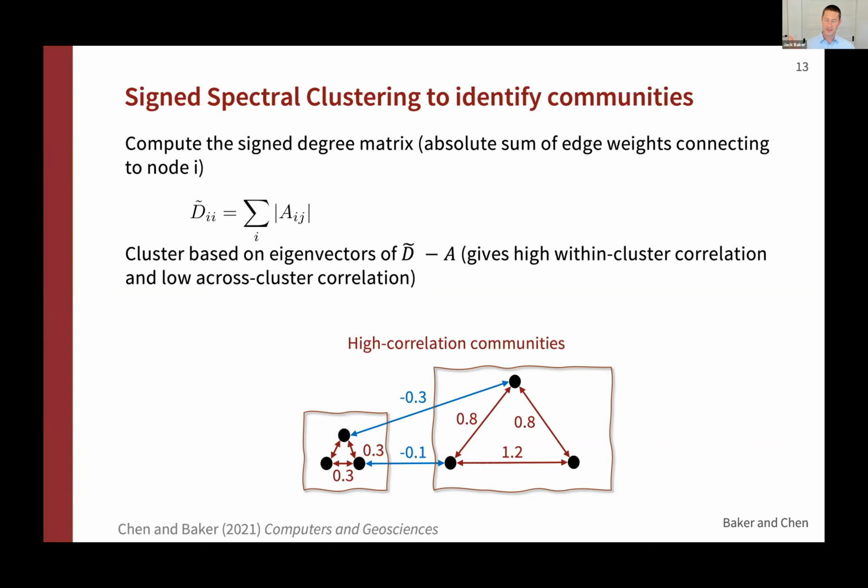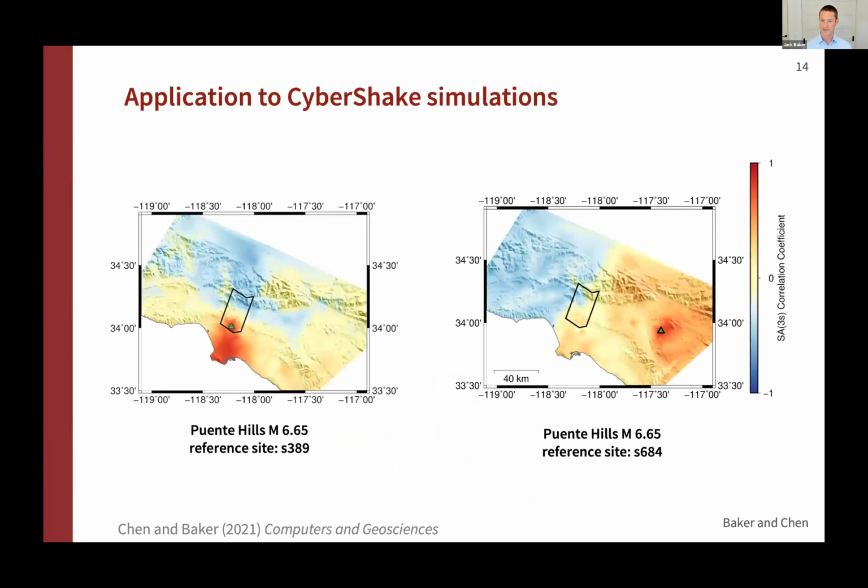So what we did is we computed a correlation graph using the CyberShake data and then ran this sign spectral clustering. We tried a bunch of other techniques too, but found this to be the most reliable. We can look first at these Puente Hill simulations. To the south, we have this grouping of high correlation sites, and to the north, we have negative correlations with these southern sites. We want to get at that more systematically with this 335 station by 335 station matrix of correlations.